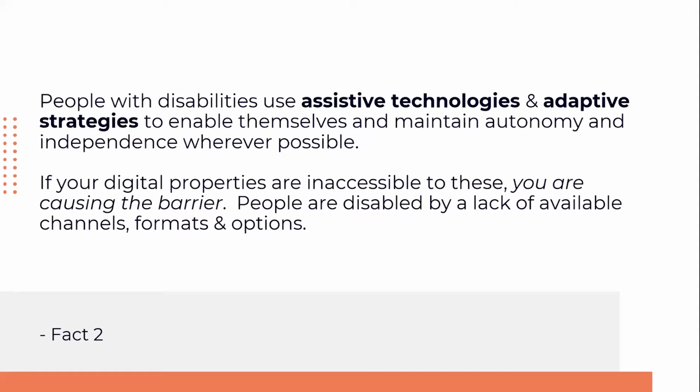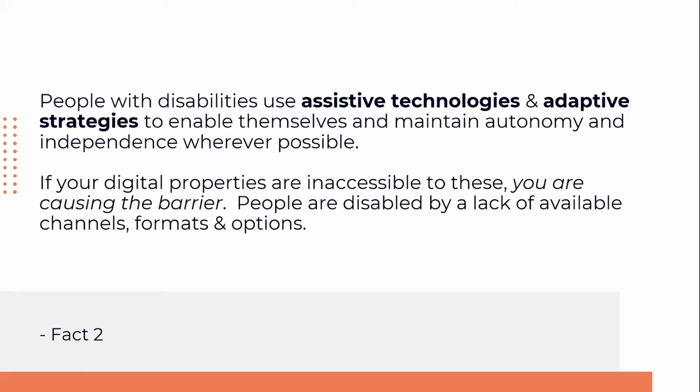Just because my friend is blind doesn't mean, once he puts a screen reader on or uses his mobile app that's been adapted with those accessibility features, he's good to go. So this allows him to maintain autonomy and independence wherever possible, to do things on his own without help. Sometimes there's help needed, but from a digital perspective, certainly we can achieve that. So if your digital properties, like your website or your mobile app or your social media posts or videos are inaccessible to people, you're causing the barrier. People actually are enabled by the technologies that already exist.